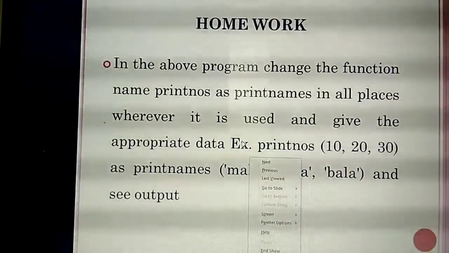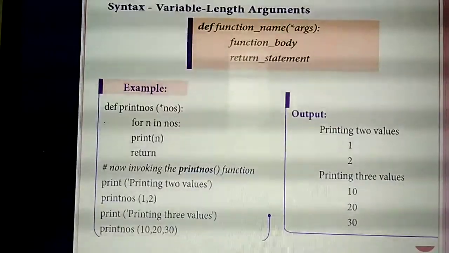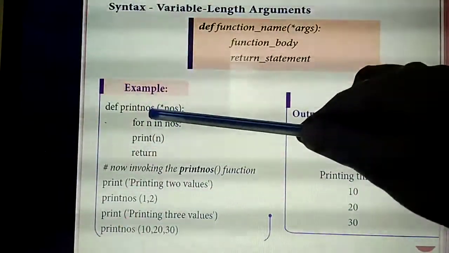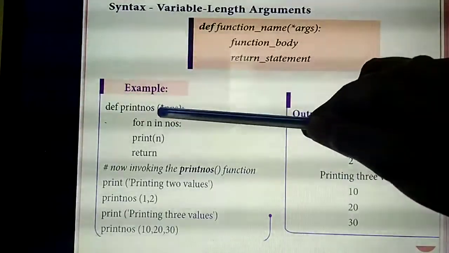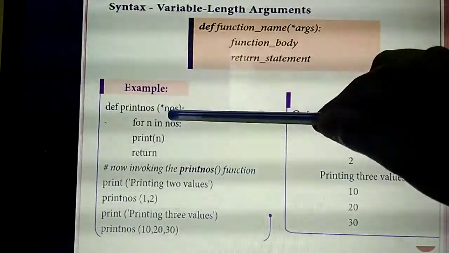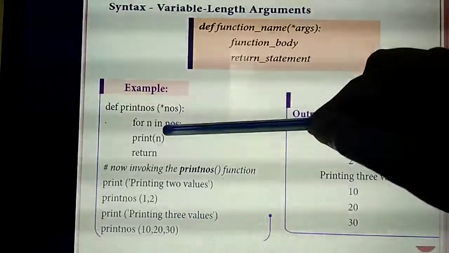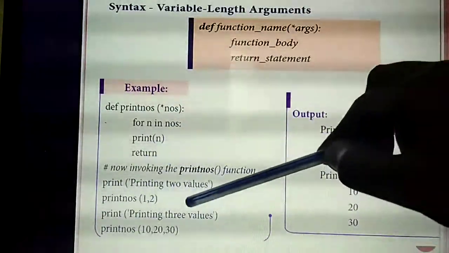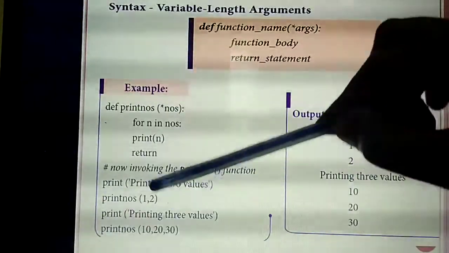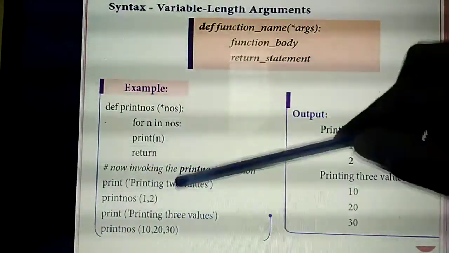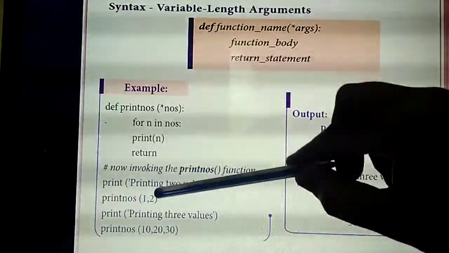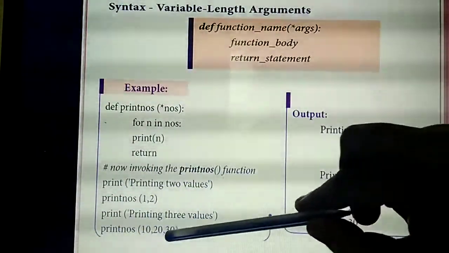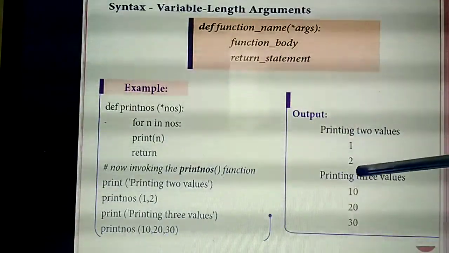I'll explain. See, what you need to write? In the place of print numbers, you need to write print name. Then in the place of NOS, numbers, you need to write name. Then for n in name, then print n, no problem. Then, in your book, they have given 3 values. In the place of printing 2 values, no need to write that. Here print 3 values. What are the 3 names? They have given the names in your book, no? You should write that one and you will get the output like this.